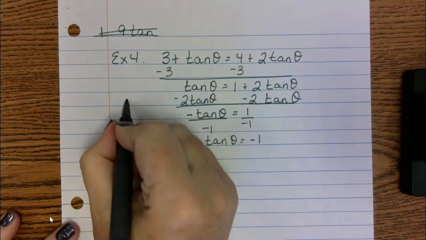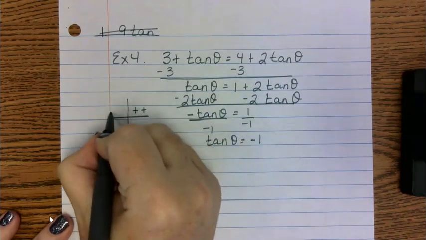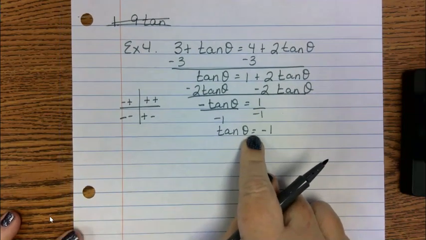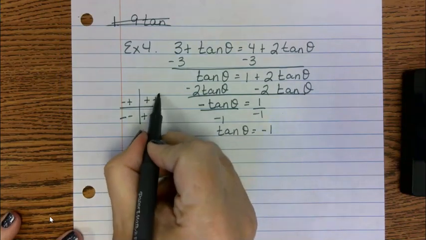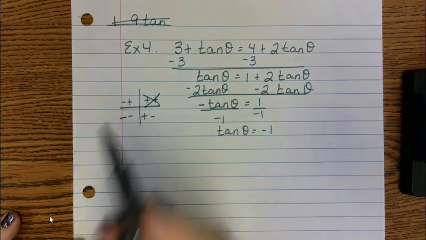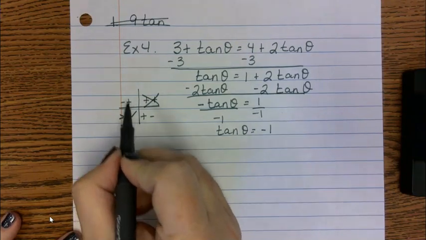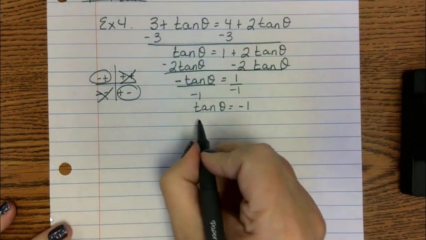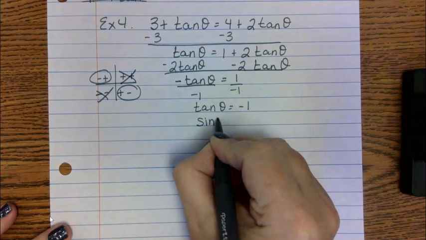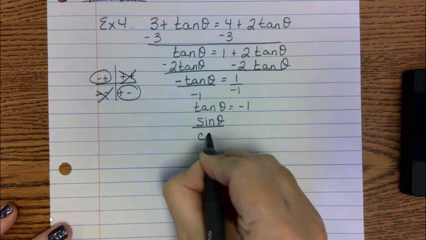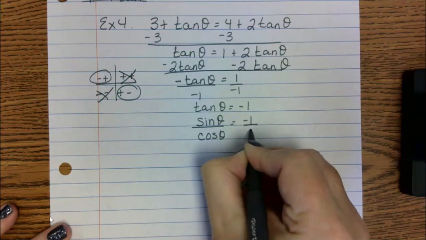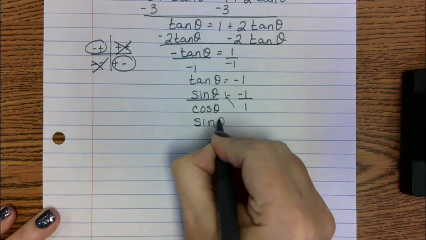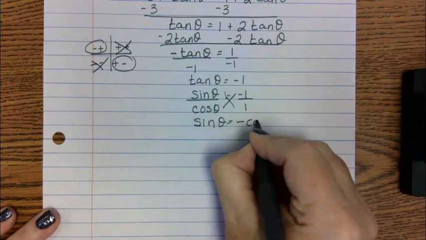Now we've got to do this again. Plus, plus, minus, plus, minus, minus, plus, minus. Tangent needs to be negative. A positive and a positive will not give me a negative. And remember, a negative divided by a negative is a positive. So I'm going to be looking in these two quadrants. Now we're going to do sine over cosine equals negative 1 over 1. Cross multiply, so we get sine theta equals negative cosine theta.